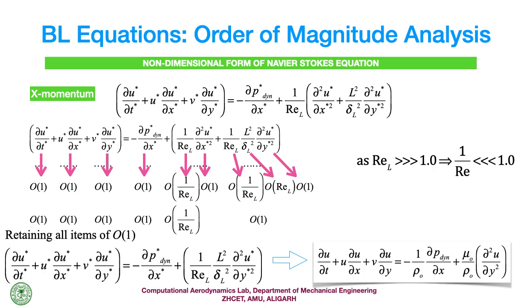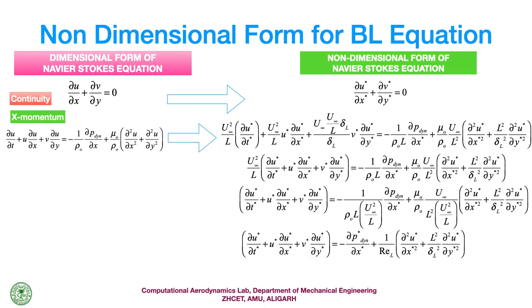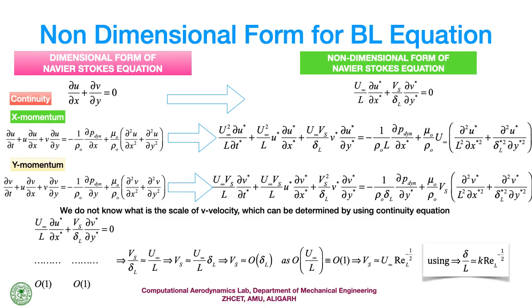Now, 1 over REL is again of the order of 1 over REL, but for delta L over L square, if you will remember what I have discussed over here, if I square delta L over L, the order of this becomes inversely proportional to the Reynolds number. So if L over delta L is squared, then that means this becomes REL.